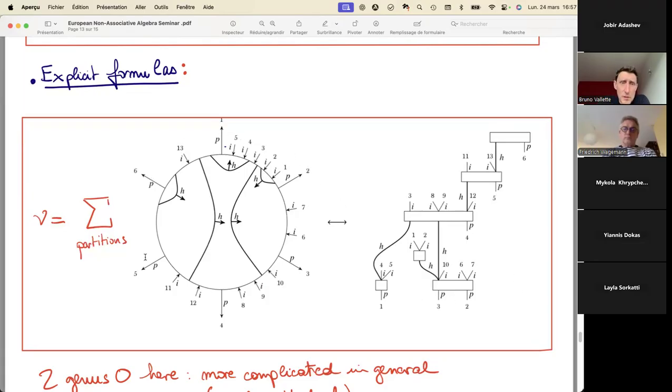So this roundabout can be read as follows. It is a bunch of maps, so a box, okay, with inputs and outputs. All the inputs are labeled by I. All the outputs are labeled by P. That's it. And when you go from one zone to another, you pass from one to another.